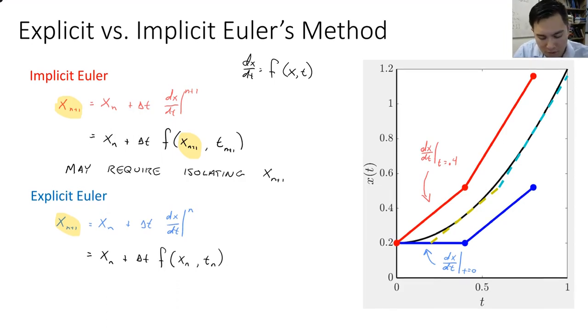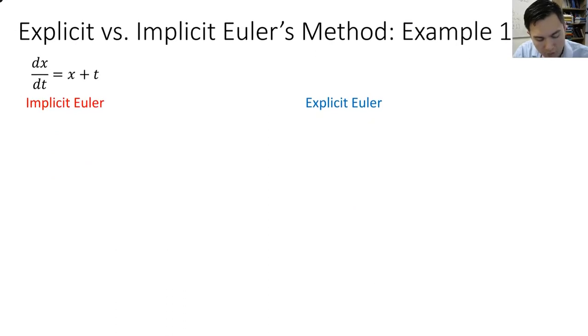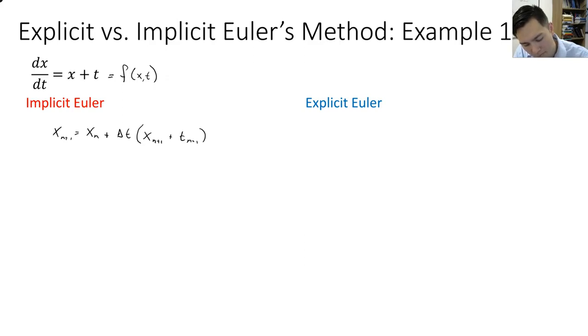So let's take a look at how this plays out for a particular example. So for dx/dt is equal to x plus t, that's our f of x and t. For our implicit equation, that's going to be x of n plus 1 is equal to x of n plus delta t times the derivative dx/dt evaluated at time index n plus 1. So that'll be x sub n plus 1 here plus t sub n plus 1. For our explicit equation, it will be similar. x sub n plus 1 is equal to x sub n plus delta t, but now the difference being that what's in parentheses is going to be x sub n plus t sub n.